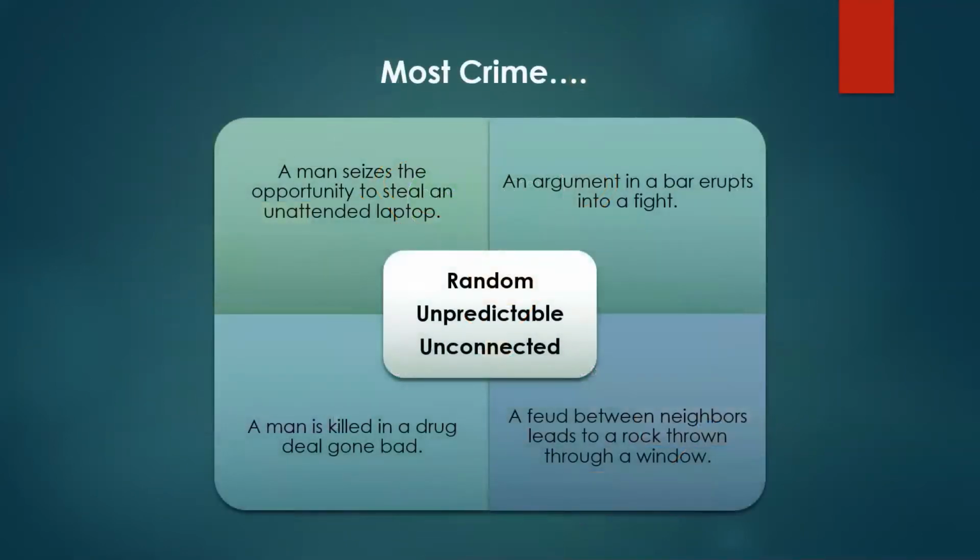So most crime is random and unpredictable and unconnected. Some examples might be a man seizes an opportunity to steal an unattended laptop, an argument in a bar erupts into a fight, a feud between neighbors leads to a rock thrown through a window, and a man is killed in a drug deal gone bad. So these are the random things that traditional police response is just fine to deal with.